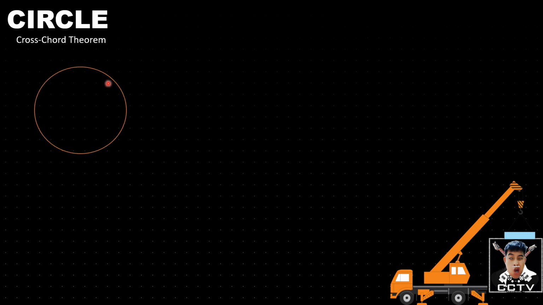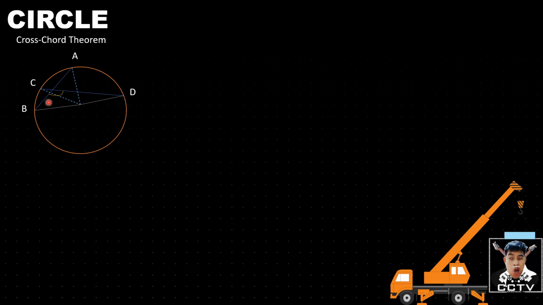And, cross-chord theorem tayo. Ito, may chord tayo dito. And that is AB, chord AB. May chord din. Nagko-cross sila. And call it CD. And from the end of one chord, tapos connect it to the center. And from the end of the one chord, connect mo din sa center. And then connect mo yung center dun sa end din ng isang chord.